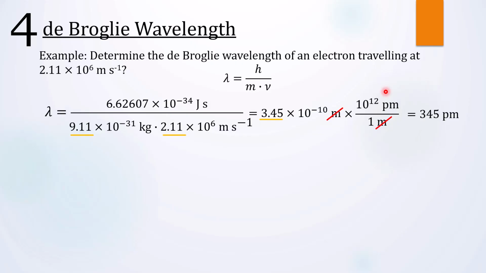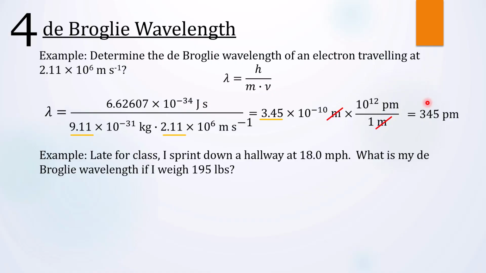By the way, the typical size of an atom is on the order of 100 picometers. So an electron traveling at this speed has a wavelength that's close to the size of an atom. So this would be a very, very small wavelength.